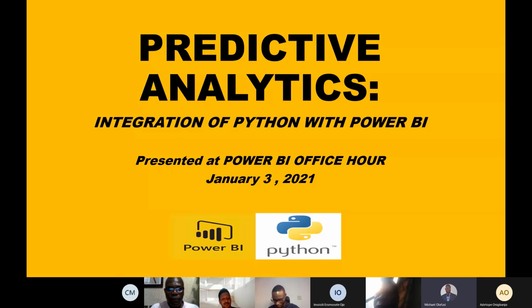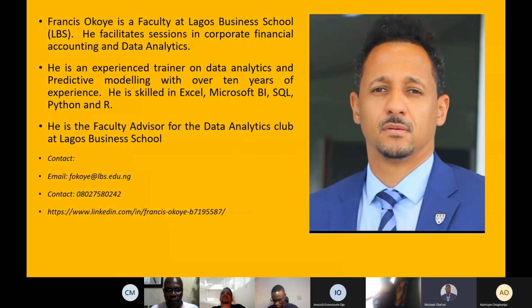All right. Okay, so my name is Francis Okoye. Let me give a brief background about me. My background is in accounting and statistics, and I've been teaching roughly 10 years. I've been teaching in the business school for about 4 years, and at the University of Benin about 6 years. Over the years, I've been dealing with Excel, then most recently Power BI, SQL, Python, R, all the quant stuff. That's what I do. I'm also the faculty advisor for the Data Analytics Club at the Lagos Business School.